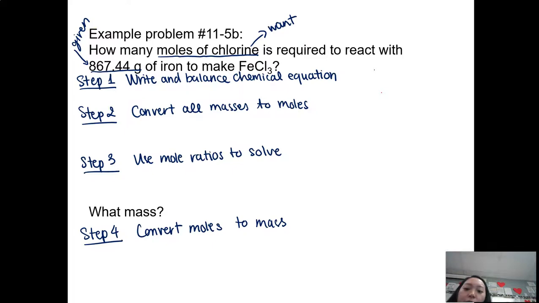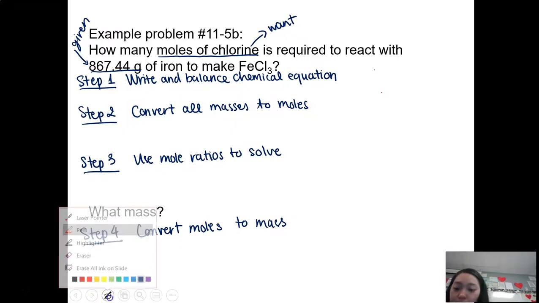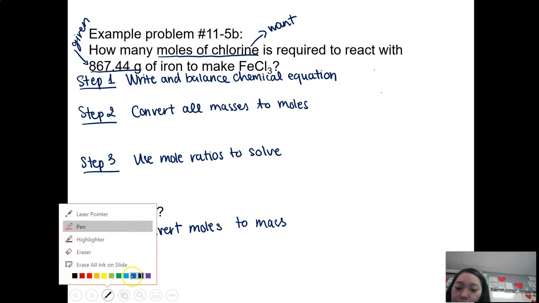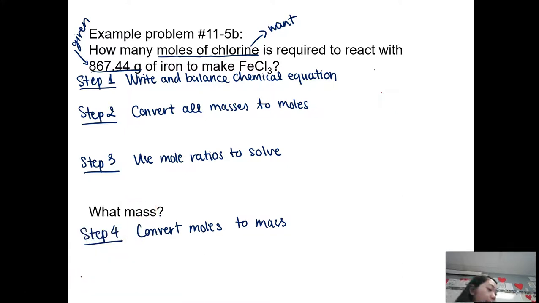So now notice there's no chemical equation. That's why the first step is for you to write one and balance it. I have already written out the steps, I'm just going to fill it in now. The chemical equation is like so. Remember that chlorine is a diatomic gas, so make sure it's Cl2. All right, and then I'm going to balance this like so. All right, step one done.